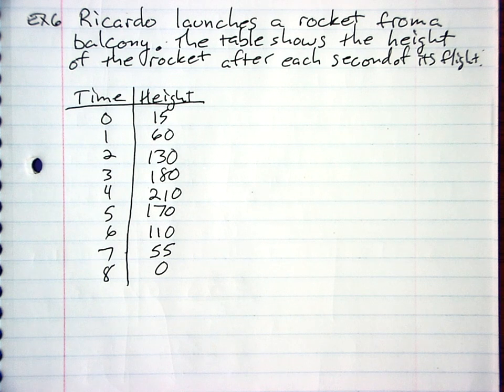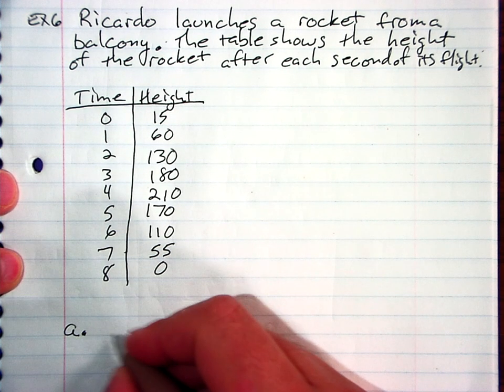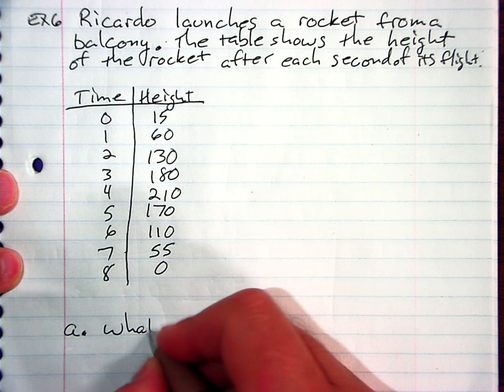All right, Ricardo launches a rocket from a balcony. The table shows the height of the rocket after each second of its flight. So, there are the heights and the times. Part A wants to know, what are the X and Y intercepts?